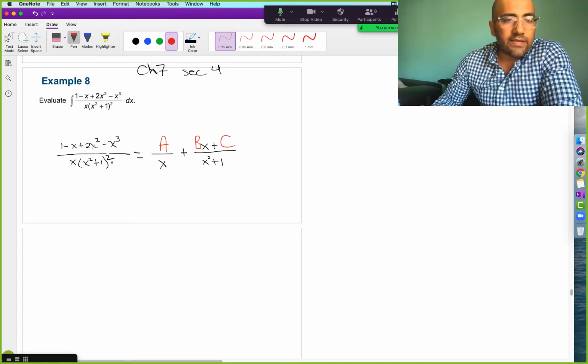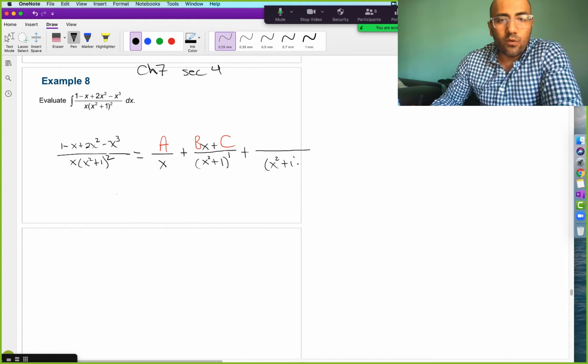Okay? And now we have to take care of the fact that it's squared. It's duplicated. Okay? So because it's duplicated, we have to kind of run up to it. We have to build up to that power. So this one is to the power of 1. The power of 1. So we have to have another one that's x squared plus 1 squared. And then it will also have its own linear expression up here. Maybe C, D, and say E.